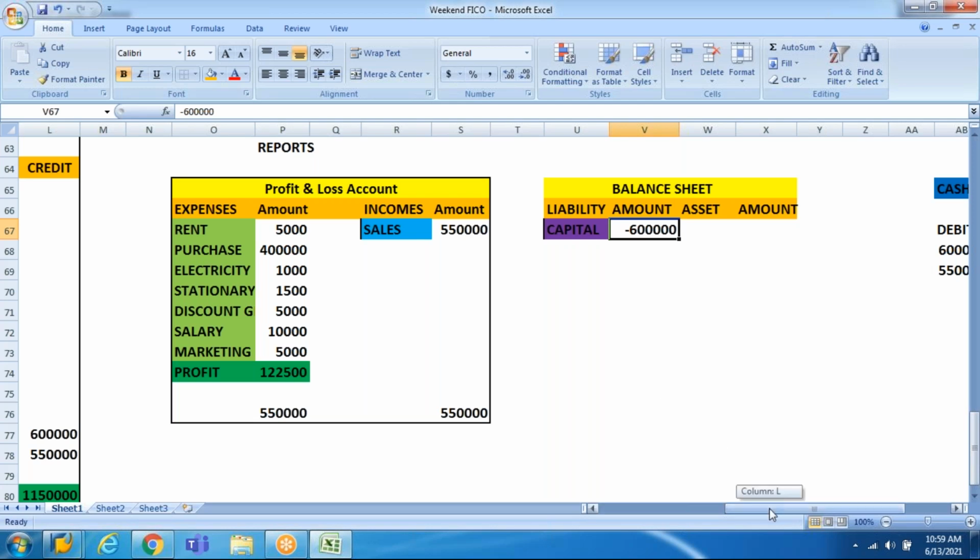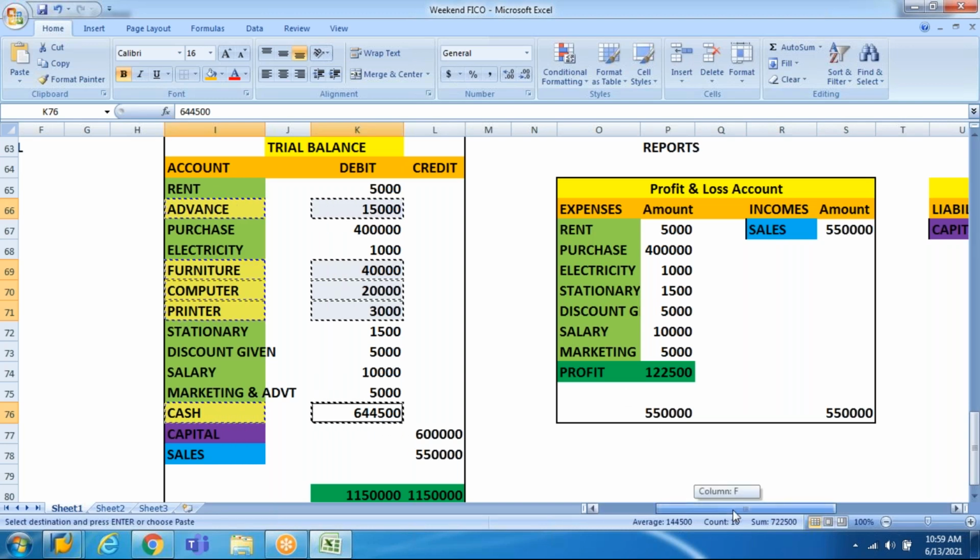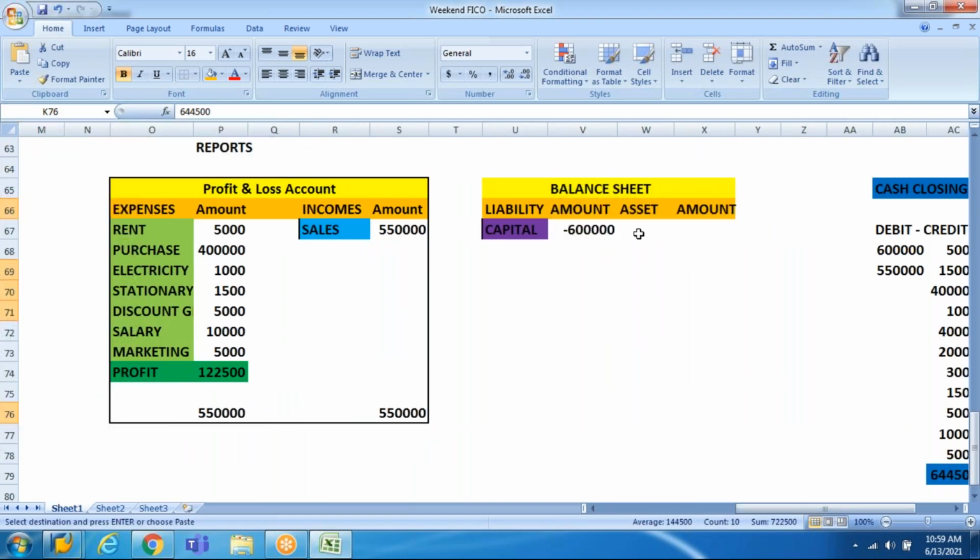Capital is given. So we have only one liability, capital. We have taken the liabilities. Assets: advance, all the yellow is asset, right? Furniture, computer, printer, cash. 1, 2, 3, 4, cash. Copy this. Then put all this under assets.